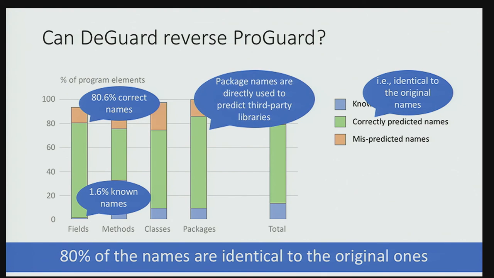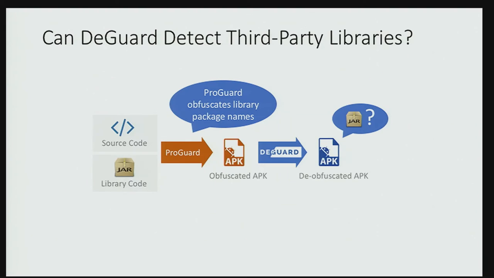Another observation that we can make is that DGuard is most accurate at predicting package names. And this is interesting and very useful because using the original package names, you can predict what are the third-party libraries that are imported in the application. So let me show you how this works.